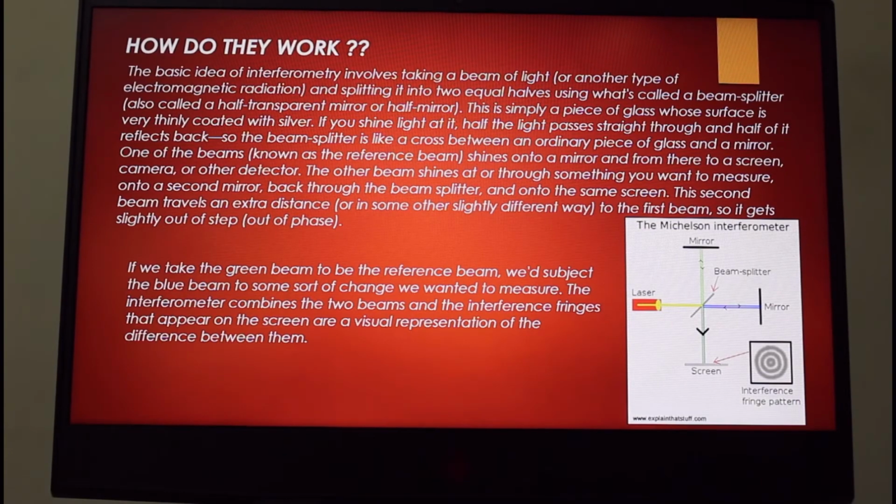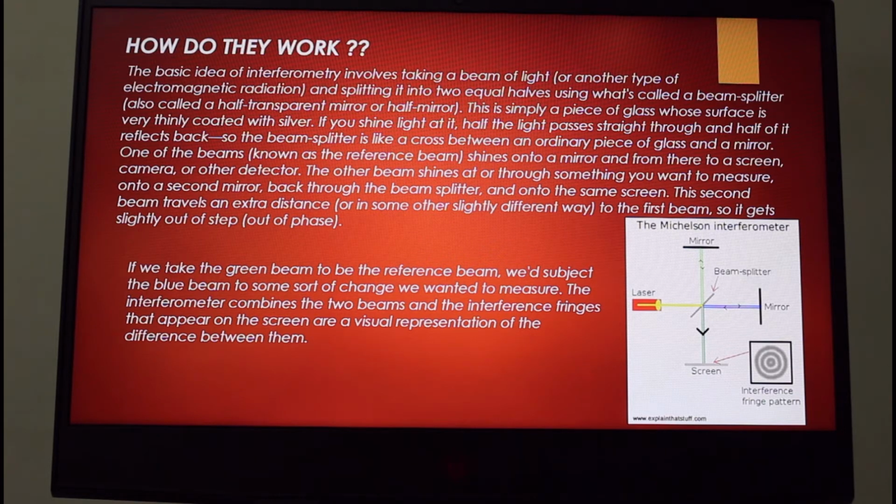That is how a laser interferometer works. Interferometry involves taking a beam of light. Here the beam of light refers to the laser, and this laser is transmitted through the beam splitter. So that is splitting of the laser into two equal halves. This beam splitter is nothing but a mirror which is coated with a silver lining. So this acts as a half mirror, that is, it is half transparent and half acting as a mirror.